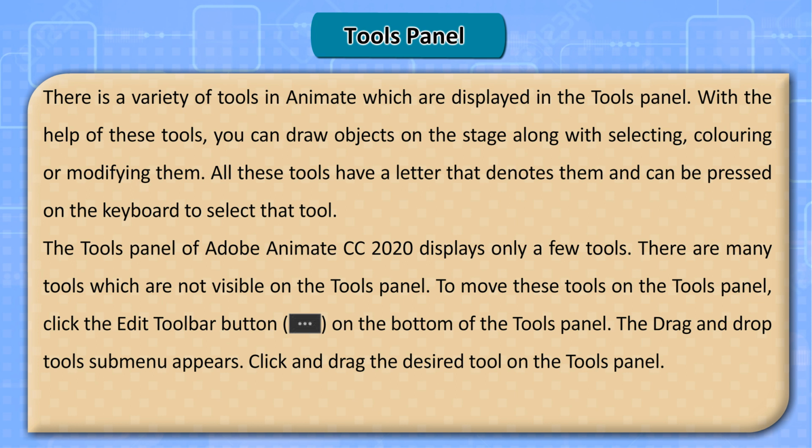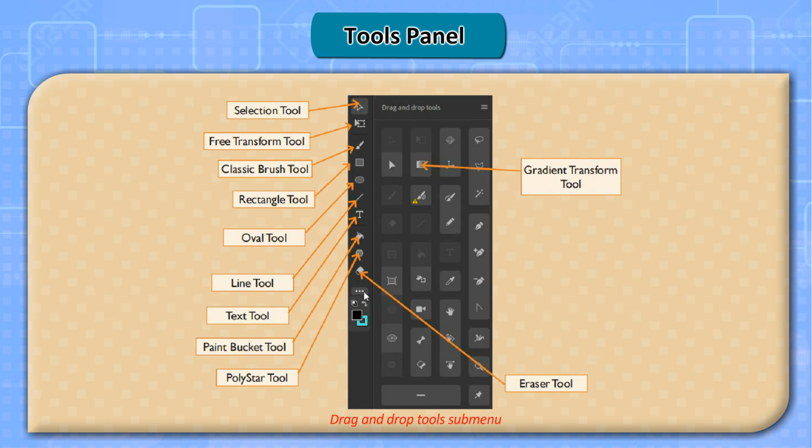To move these tools on the Tools panel, click the Edit Toolbar button on the bottom of the Tools panel. The Drag and Drop Tools submenu appears. Click and drag the desired tool on the Tools panel.